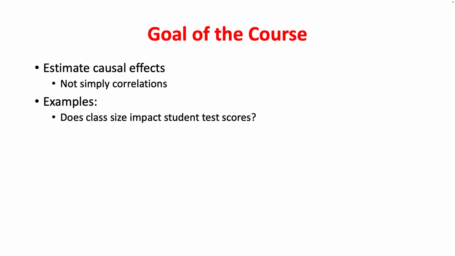So, kind of an age-old example is, does class size impact student test scores, right? Well, you might run this regression. Oh, yeah, really big classes, students don't do as well. They don't get as much one-on-one interaction. That looks like there's a causal relationship there, right?